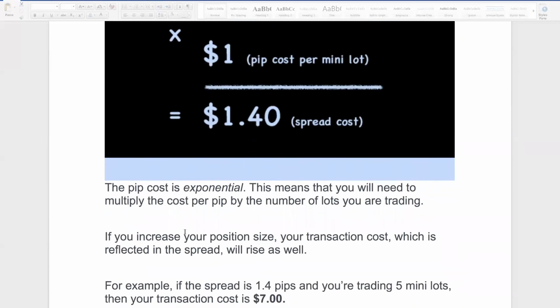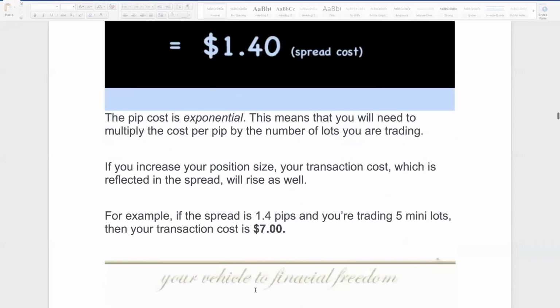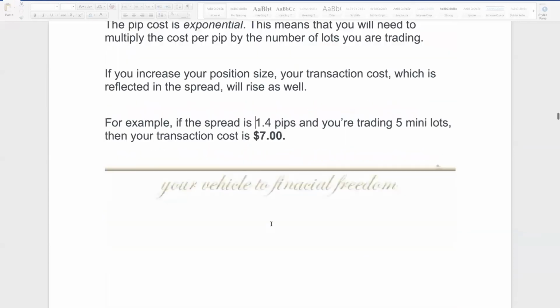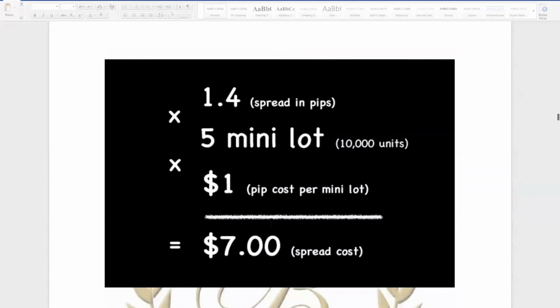The pip cost is exponential. This means that you need to multiply the cost per pip by the number of lots you are trading. If you increase your position size, that is increasing your lot size, your transaction cost, which is reflected in the spread, will rise as well. For example, if the spread is 1.4 pips and you are trading 5 mini lots, then your transaction cost is $7. 5 mini lots, that's 0.5. So you are paying $5 per pip. So $5 times $40, you get $7. That's the example right there.